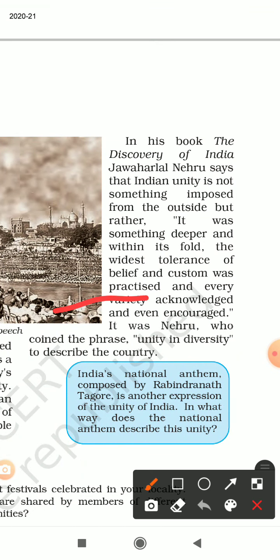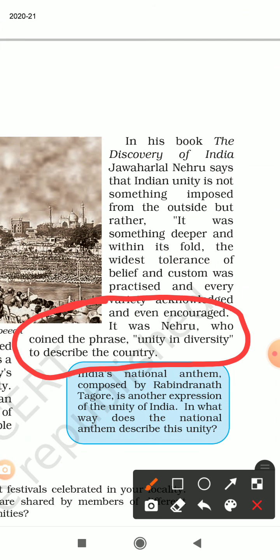It is very important to remember that it was Jawaharlal Nehru who coined the phrase unity in diversity when he described our country India in his book, The Discovery of India.